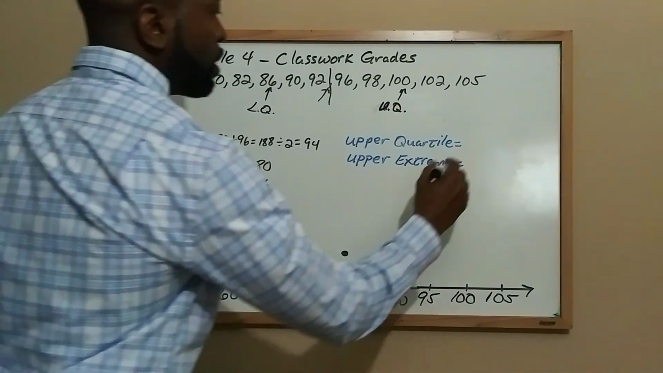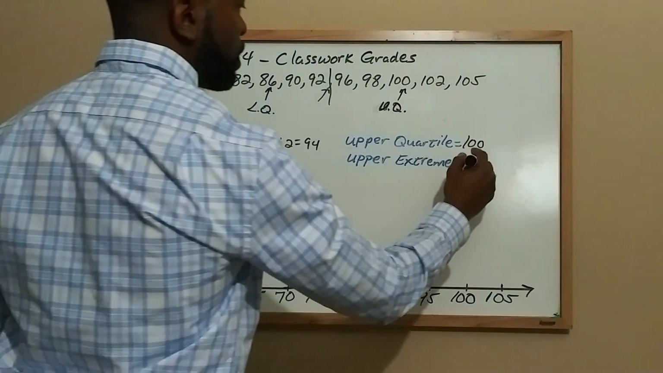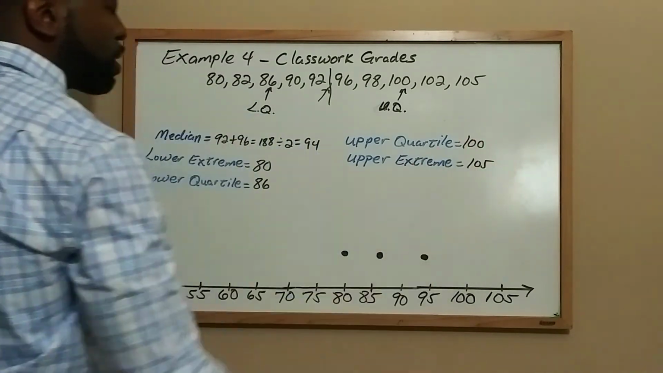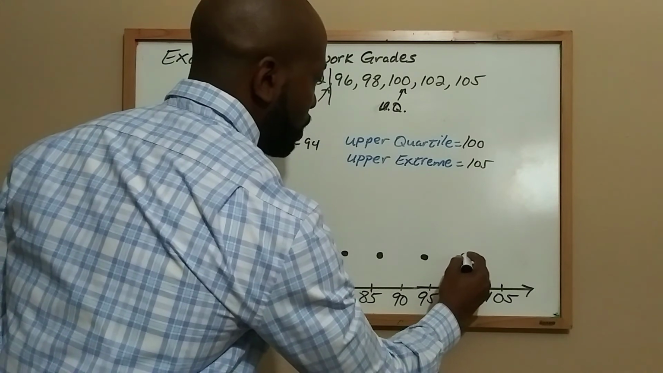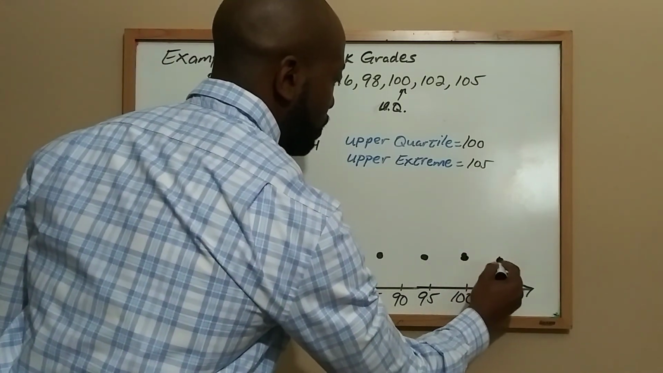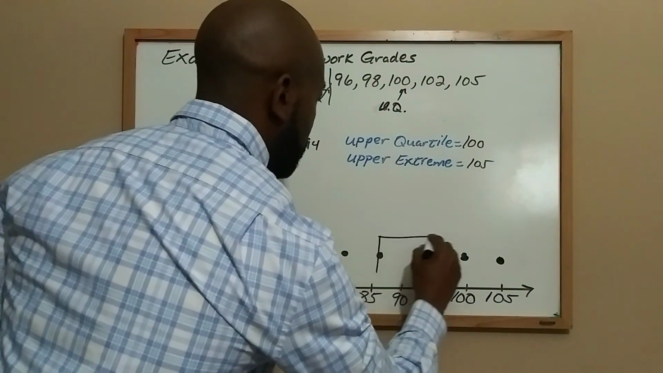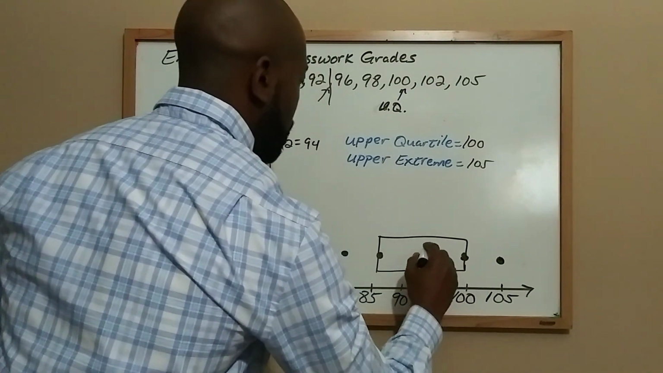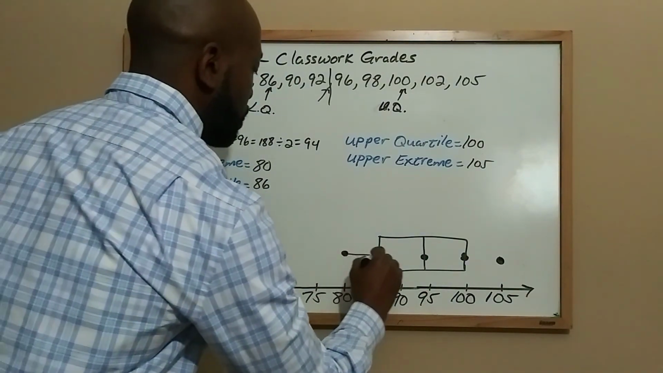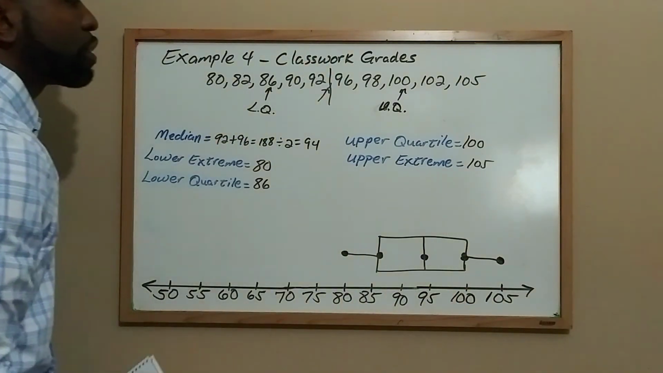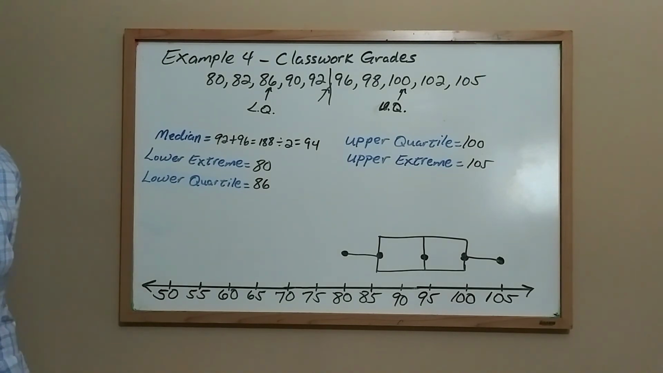So my upper quartile is 100. And for the upper extreme, the largest number that's given in the data set, which is 105. So let's plot the other two numbers. The upper quartile, which is 100, and the upper extreme, which is 105. So let's draw a box around the 3 points in the middle, and then my median is on the inside of the box. And just connect the last 2 points. Hopefully this lesson was helpful, and see you next week.